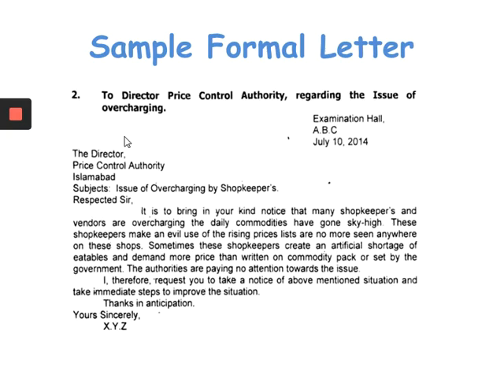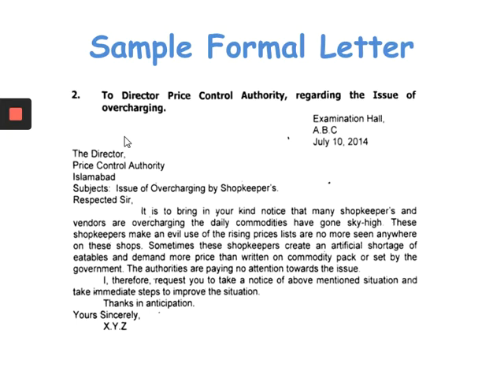Okay, since the question stated that you have to write the letter regarding the issue of overcharging, so you mention it clearly in the subject to the point. Okay, issue of overcharging by whom? By the shopkeepers, of course. Next line, respected sir, R capital, S capital, respected sir, comma.